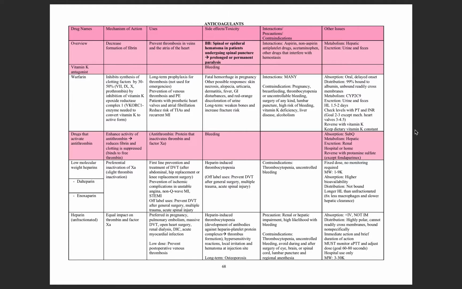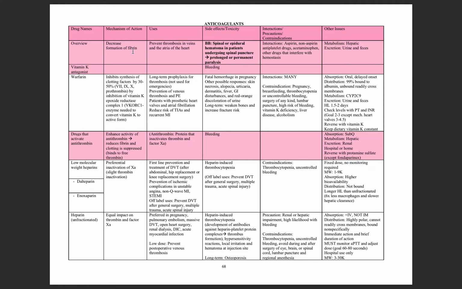Now, the primary purpose of the coagulation cascade is to form a clot through the formation of fibrin. If you are wanting to stop coagulation with an anticoagulant, you need to decrease the formation of fibrin in one way or another. The uses for all of these drugs are going to basically be the same.